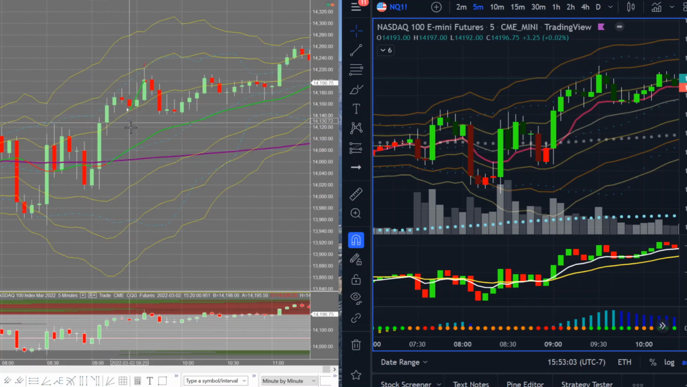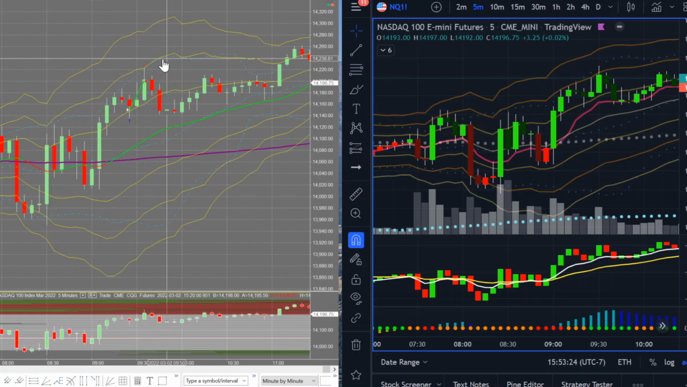After that, I took only one contract because if it had gone all the way to the third ATR and then come down, I would have been more comfortable taking more than one contract. But at this time, I was comfortable only taking one. So I took the hit, and it was a good trade.